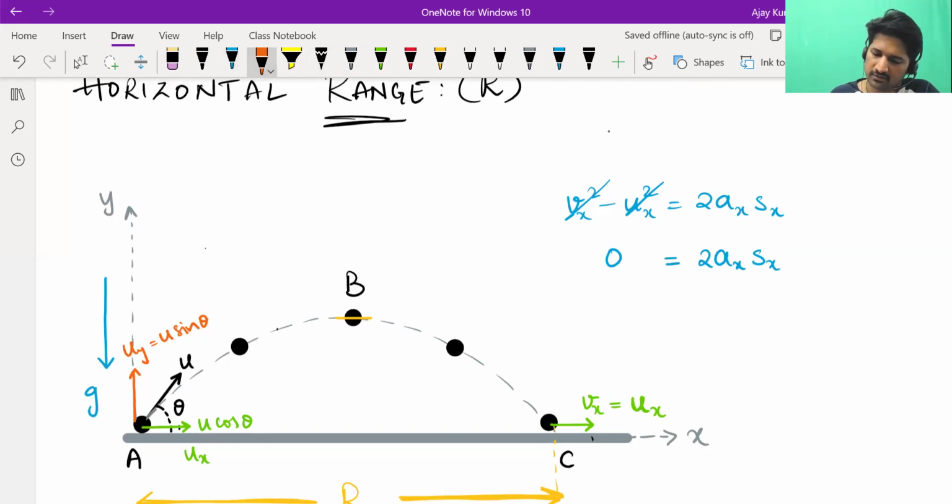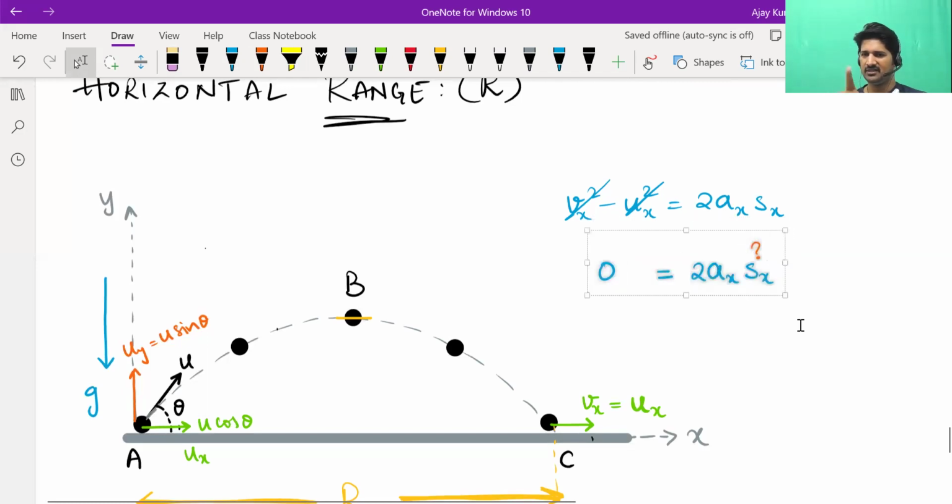Our aim was to derive displacement. Does that mean displacement is 0? What is this equation trying to tell us? Clearly, the displacement in x direction is not 0. The object moved from A to C. It should not come out to be 0. But the left-hand side of this equation became 0, because final x velocity is same as initial x velocity. What is this equation trying to tell us?